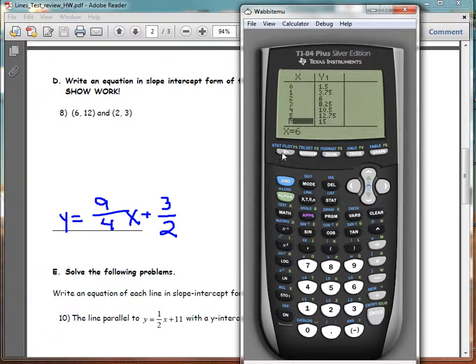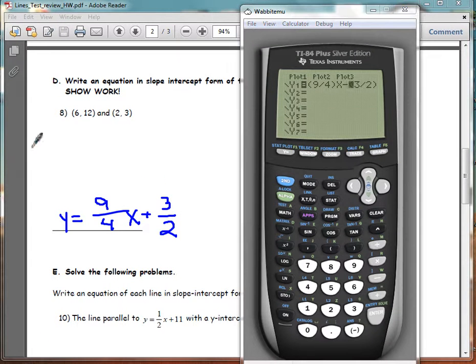I actually have a feeling, did I not put this right in here? Let's see. 9 fourths x plus 3 over 2. Oh, because it's minus, sorry. Oh, I see what we did wrong. Okay, so this is definitely a minus. It's a subtraction.